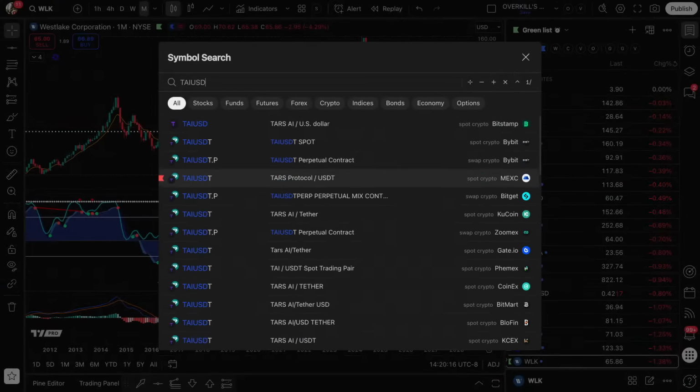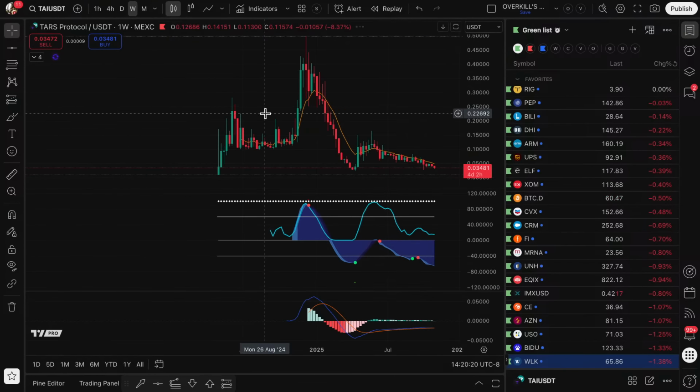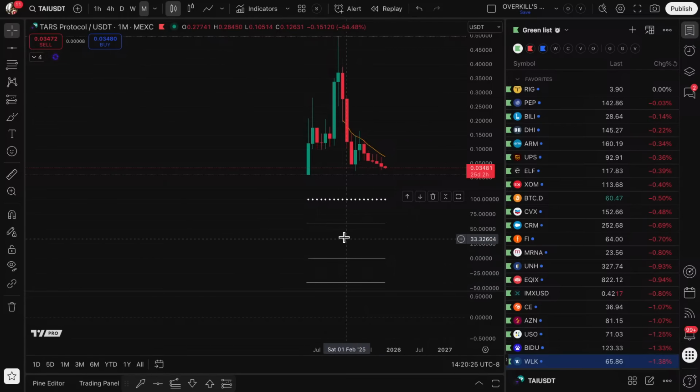TAI, TARS AI. So this is a very new project, and there's no data on the monthly. So if you guys have the indicator and you can't see the data, it's because it's too new. There's not enough data to feed the actual indicator. So we can't make a decision.